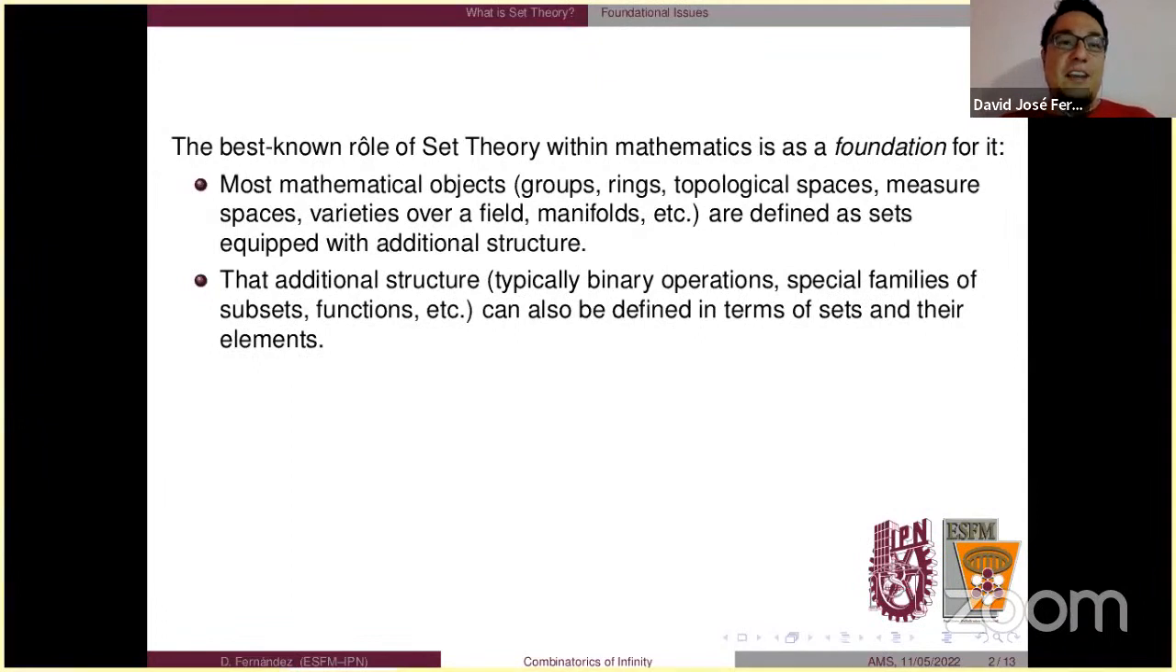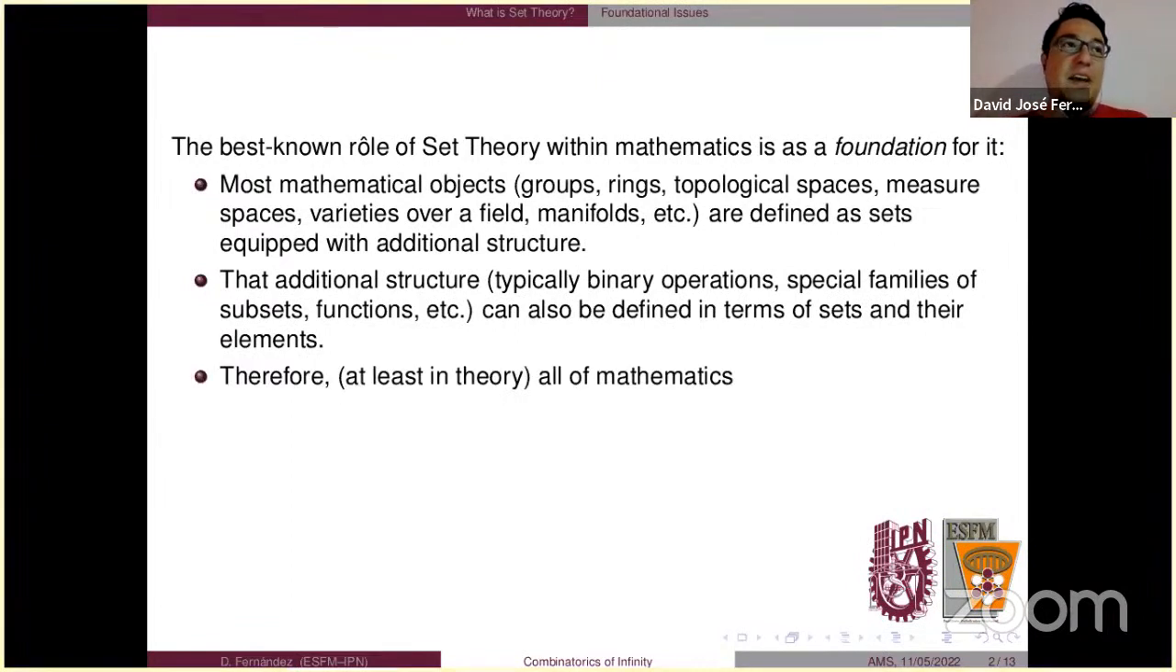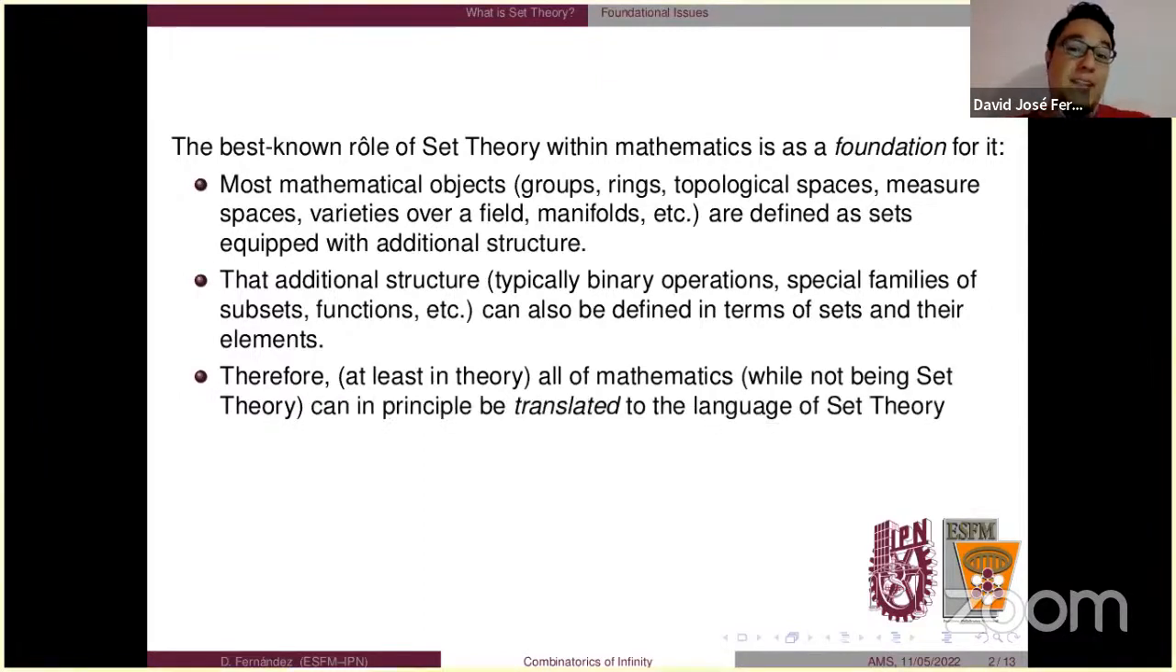So at the end of the day, you could trace every mathematical object all the way down the rabbit hole until you get to sets, and it's all built with sets as the basic building blocks. And so, at least in theory, all of math, even though it's not set theory, could in principle be translated to the language of set theory. This is, of course, not very practical most of the time.